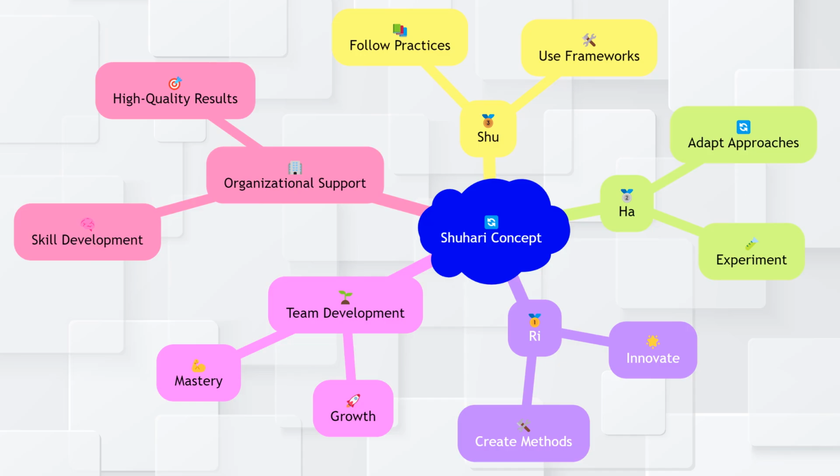Initially, teams follow established practices and frameworks, Shu. As they gain experience, they begin to adapt and experiment with new approaches, Ha. Finally, they reach a level of mastery where they can innovate and create their own methods. By supporting teams through these stages, organizations can help them develop the skills and confidence needed to excel in agile practices and deliver high-quality results.